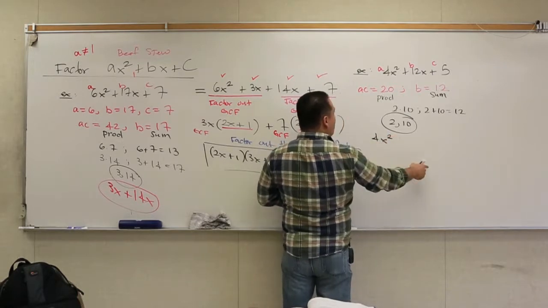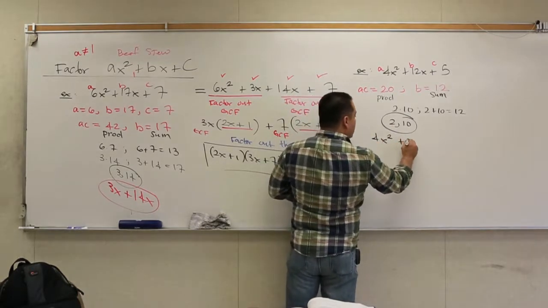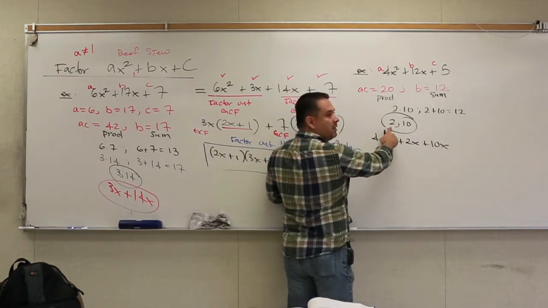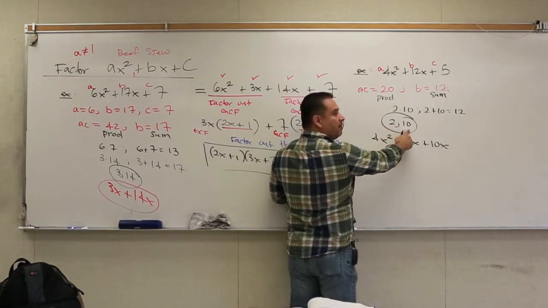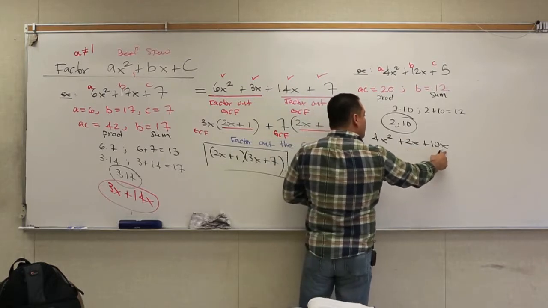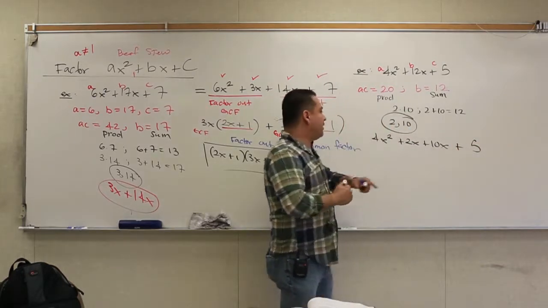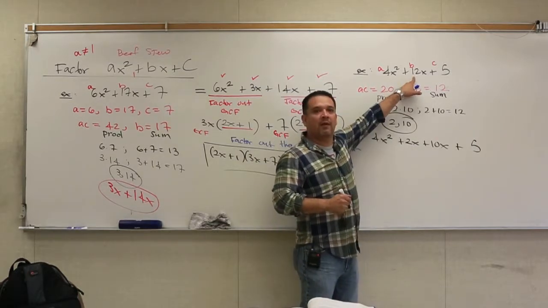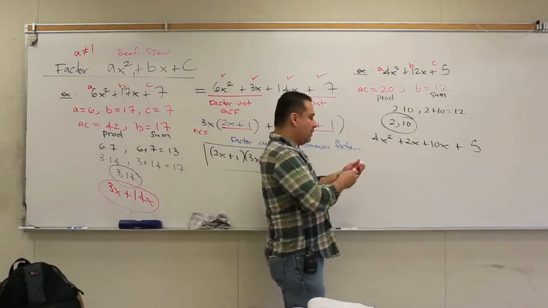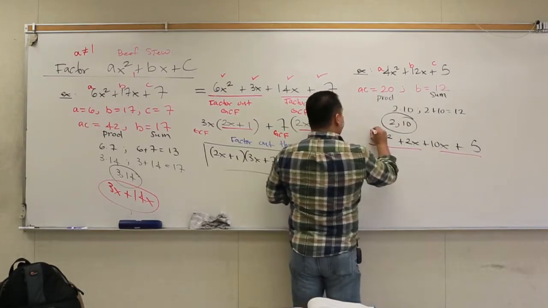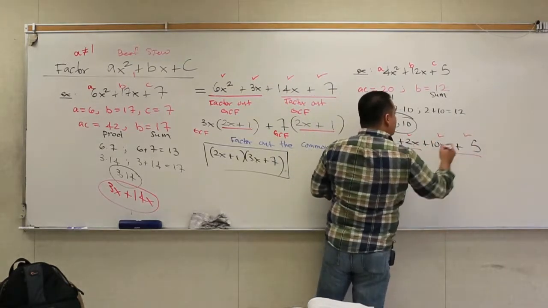4x squared, now rewrite, plus 2x plus 10x, because that 2 is positive, that 10 is positive. So just add your x terms. And then don't forget your plus 5. Isn't it true that 2x plus 10x is 12x? What comes next? Factor by grouping. I got 4 terms. Factor by grouping.